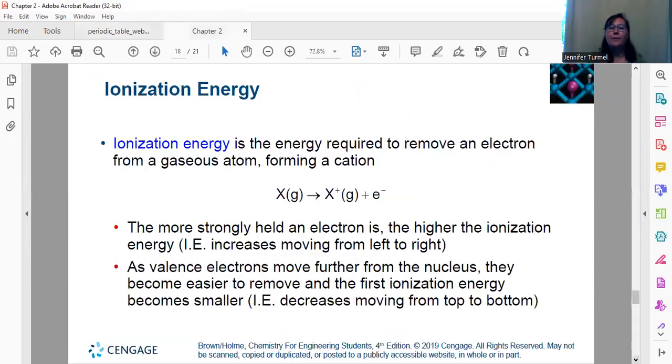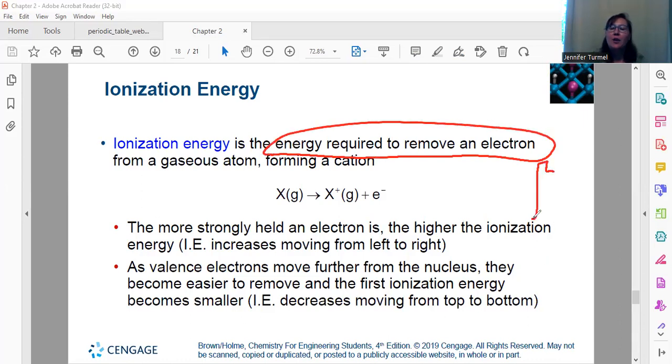Okay. So now we're talking about ionization energy, and ionization energy is the energy required to remove an electron from a gaseous atom. But all you really need to remember there is it's the energy required to remove an electron. Okay, so again, let me go ahead and draw my little periodic table here so that you can see what's going on. The more strongly held an electron is, the higher the energy level. Okay, so that means that ionization energy increases when we go from left to right. So here, ionization energy gets bigger.